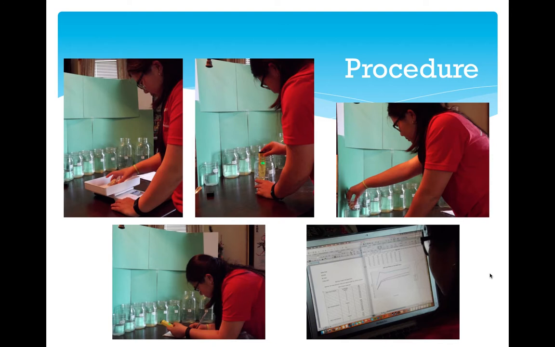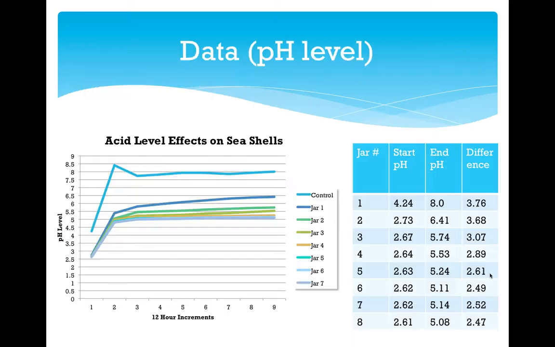On to the procedure. At the beginning of the experiment, I filled the jars with salt water and vinegar, as per my design. Then I weighed the shells, so that I could compare the beginning weight of the shells to the end weights of the shells. The same thing for pH. I took the pH at the beginning to compare it to the pH at the end. Then I put all the shells in and waited. Every 12 hours, I took a measurement of pH, and then I compiled the data, as you can see down at the bottom in the 5th picture.